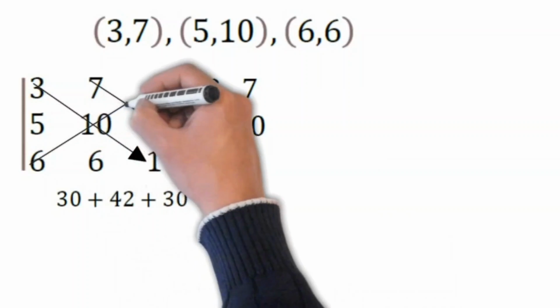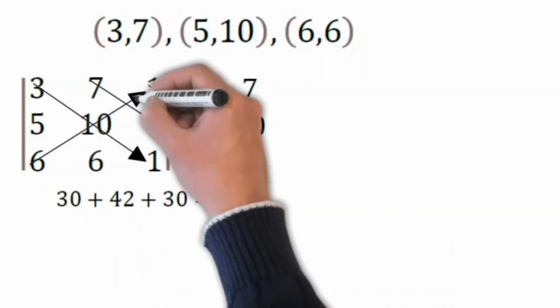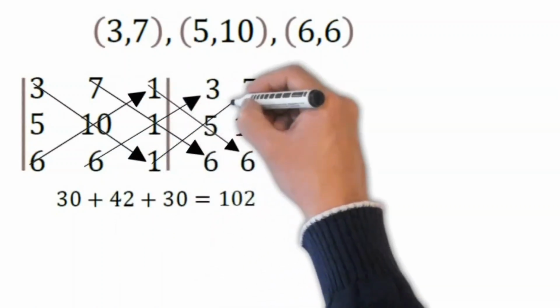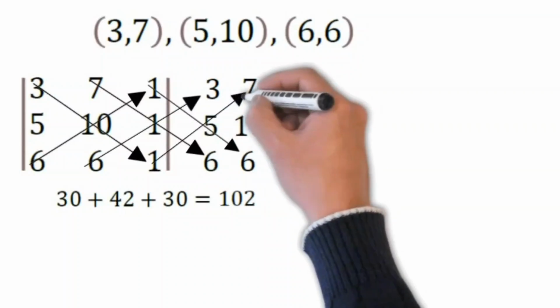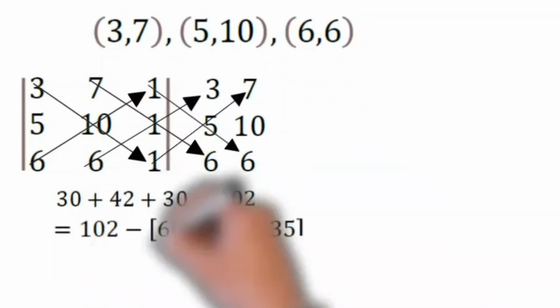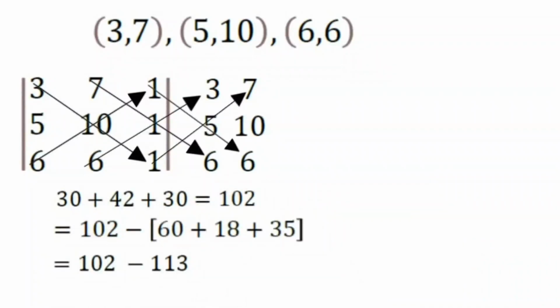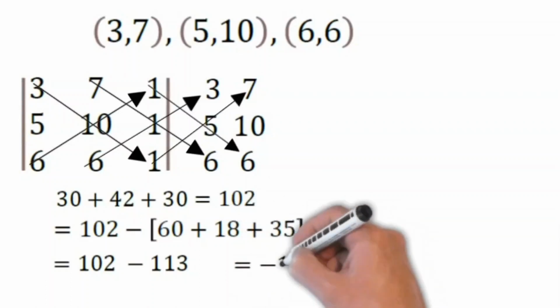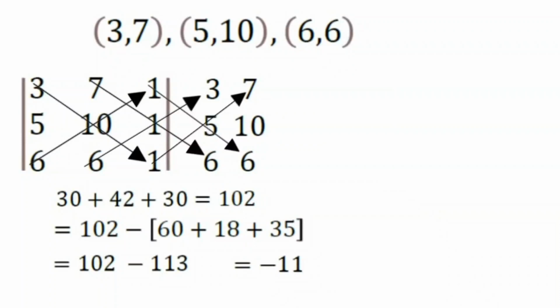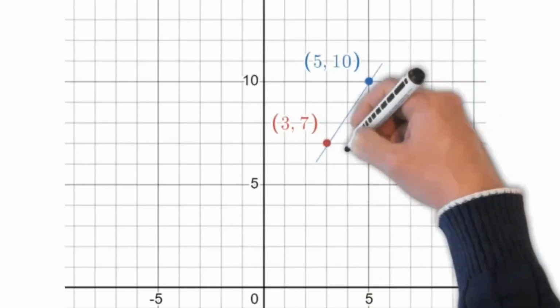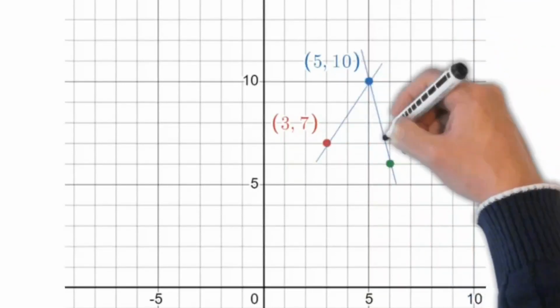Then again, we multiply up. 6 times 10 times 1 equals 60. 6 times 1 times 3 equals 18. And 1 times 5 times 7 is equal to 35. So 60 plus 18 plus 35 will give you 113. So at this point, we can stop. We don't even need to finish this calculation, because we know it's not equal to 0, since the result will give negative 11, which is not 0. So these points are not collinear. All right. Let's take a look at the graph that shows those 3 points are not collinear, which will give you a triangle.